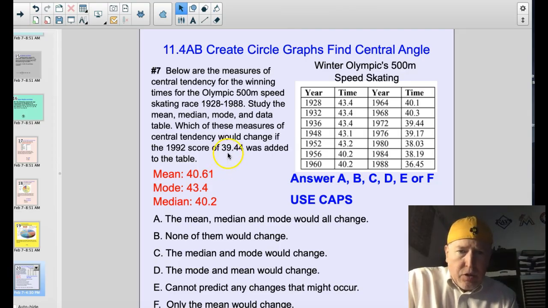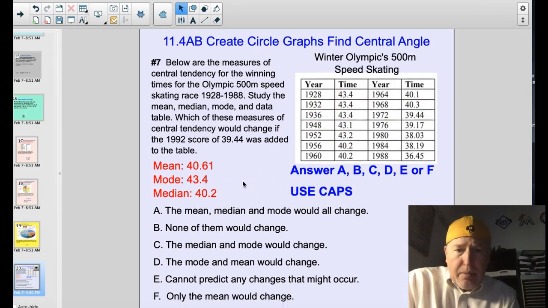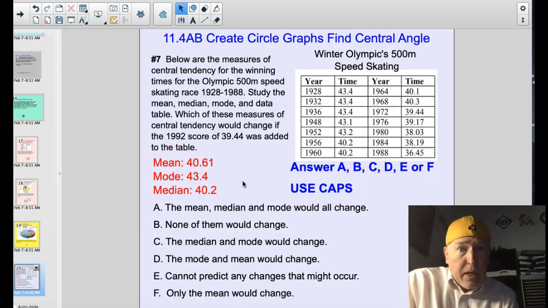Let's just check and see if there's 39.44. Well, here's 139.44. But the mode of 43.4, there are three of those, so it's not going to change the mode. We have two of them, but like I said, it won't change the mode. The median is going to shift, but we just have to see if it's going to change it.